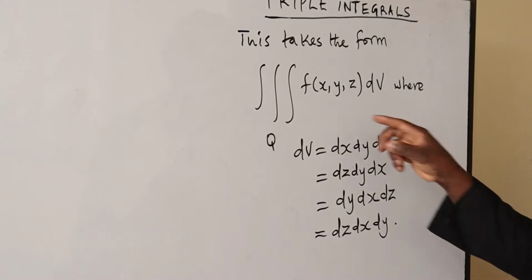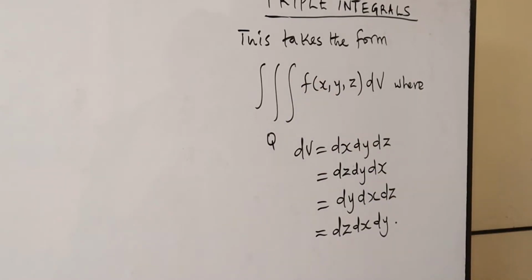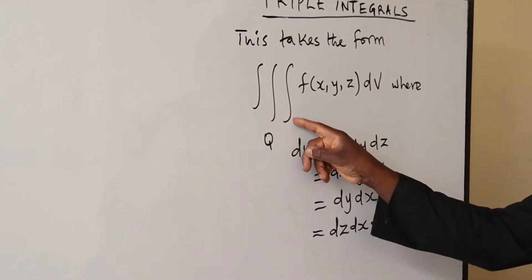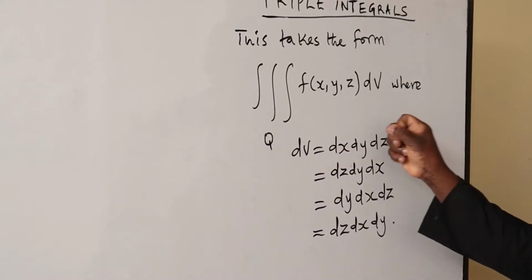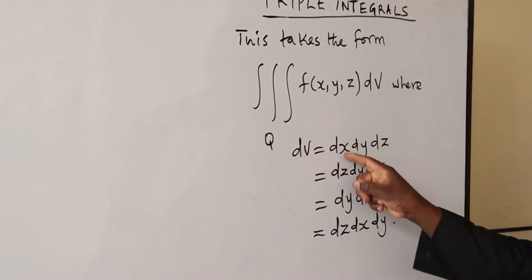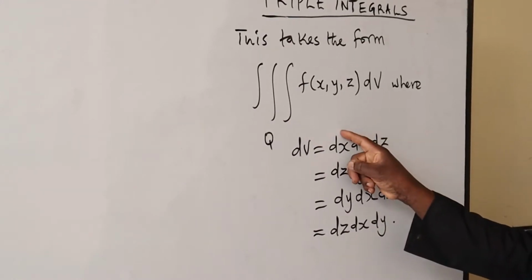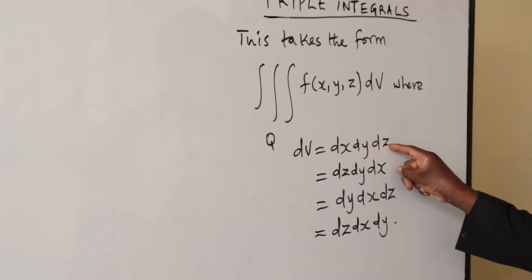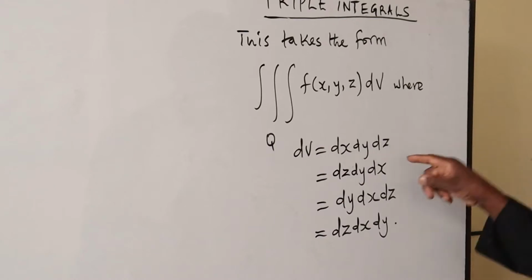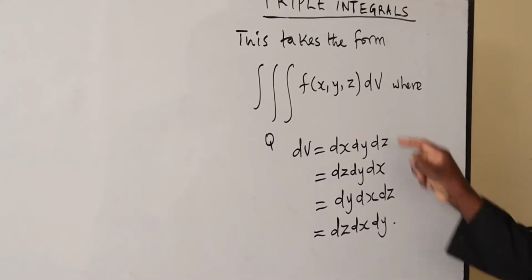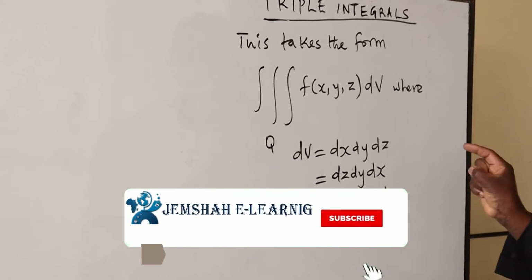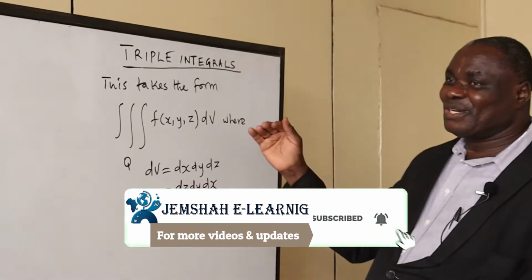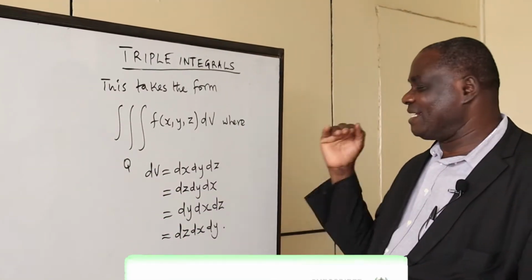Because we have three integral signs, the limits will be indicated depending on the arrangement of our dV. If you start with x, that is you have dx, dy, dz, you put limits for x in terms of y and z. Then you come to dy, you put limits in terms of z. And when you come to dz, now we put the limits in terms of constants. Actually, a triple integral is always also a definite integral.